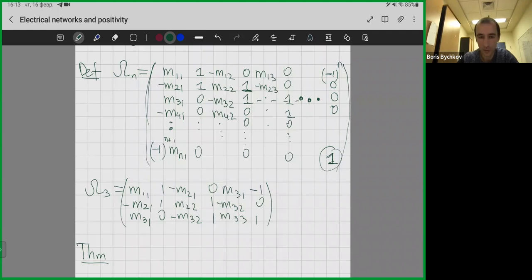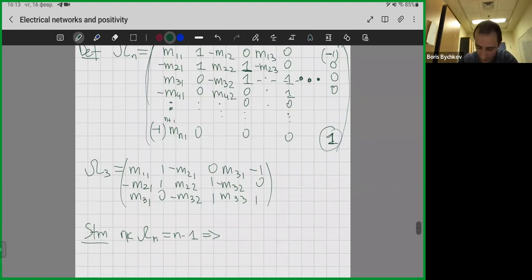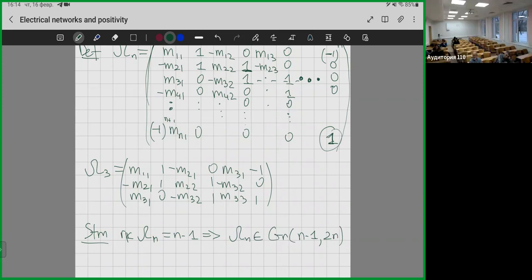And moreover, maybe not a theorem, but a statement that the rank of omega n is equal to n minus 1. So this omega n is a point in the Grassmannian n minus 1 to n. Now the assumptions of this statement.